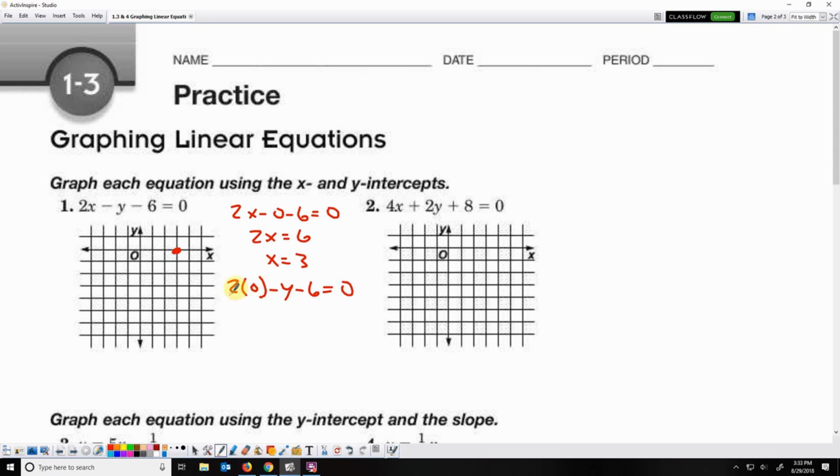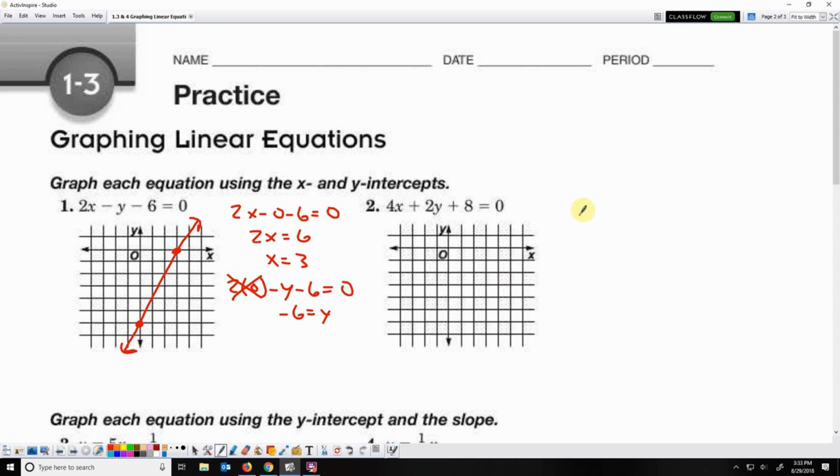Okay, so we've got 2 times 0, which is 0, so we can ignore that. And let's move this y over. Since it's negative, we get negative 6 equals positive y. The y-intercept is negative 6. So our line looks about like that.